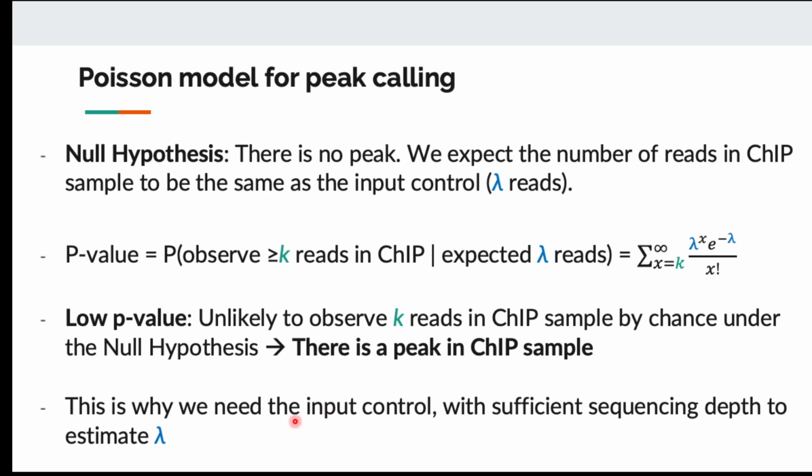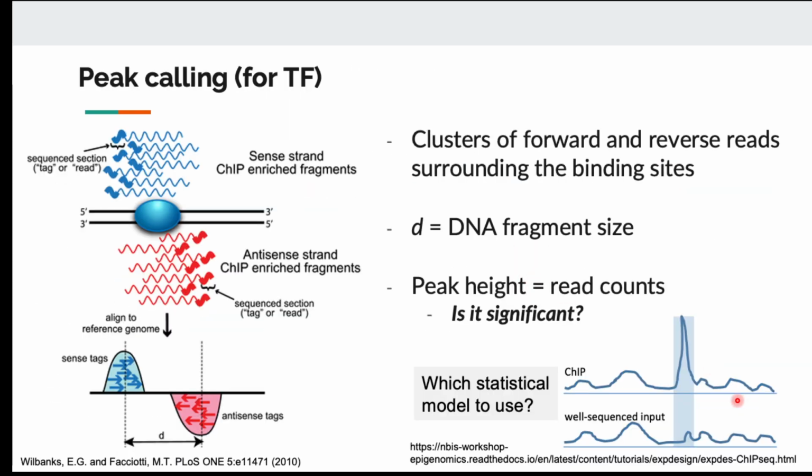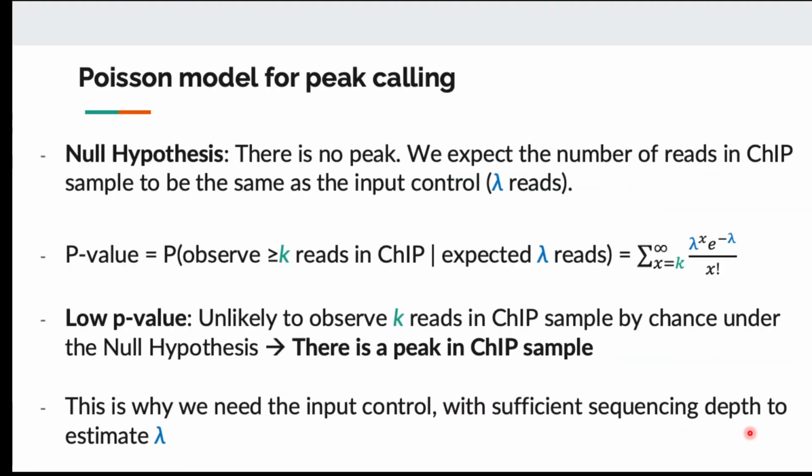And this is one of the reasons why we need the control sample. Without the control sample, we cannot model the Poisson distribution because we don't know the expectation. We have no idea how many reads we are going to get at a certain genomic position if we don't have the actual data. The fact that we know that there are maybe 50 reads here, 10 reads here, 5 reads here, is because we sequenced the control sample. So that's very important to do statistics. So that's how we call peaks in each ChIP-seq sample.